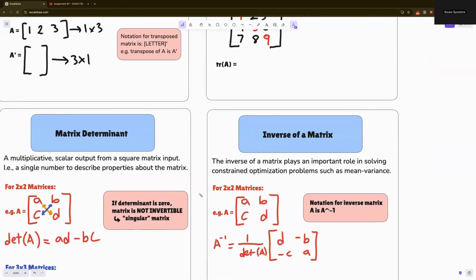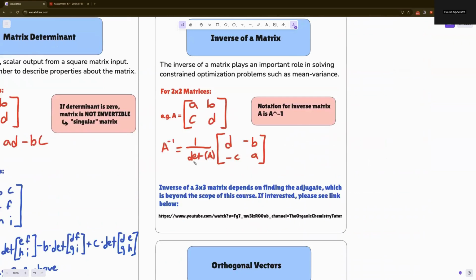So for the inverse of a matrix, this depends on knowing the determinant, right? So we would calculate the determinant first, and then once we know that, this formula will help us find the inverse of a 2 by 2. So essentially, you would do 1 over the determinant multiplied by, you're essentially switching the first and fourth value and making the second and third negative. So A and D switch places and B and C become negative.